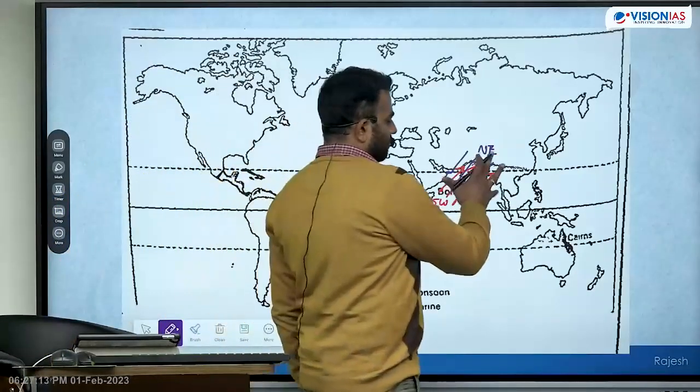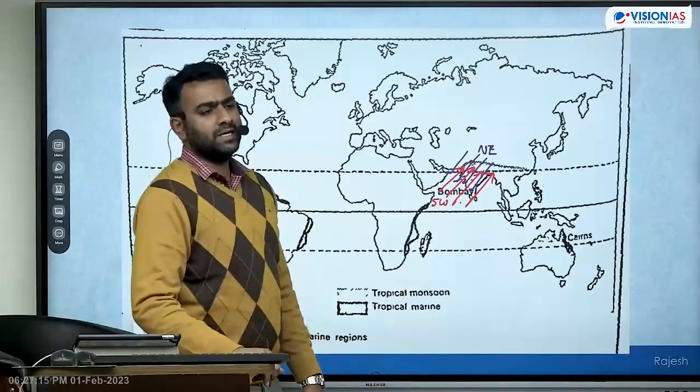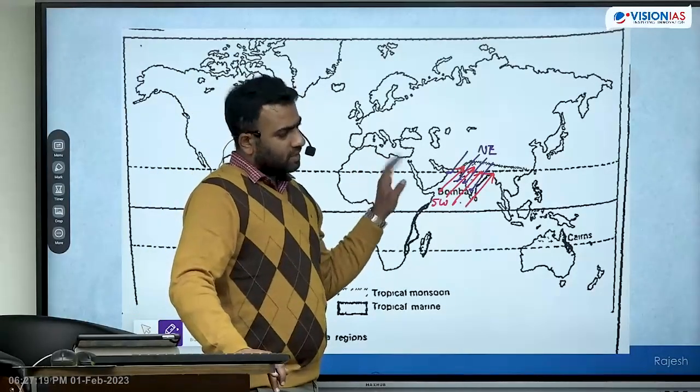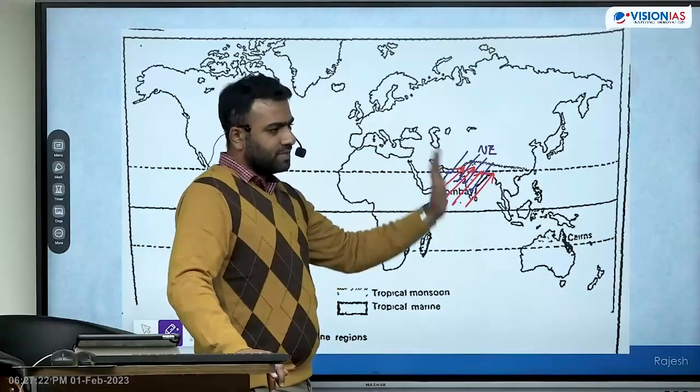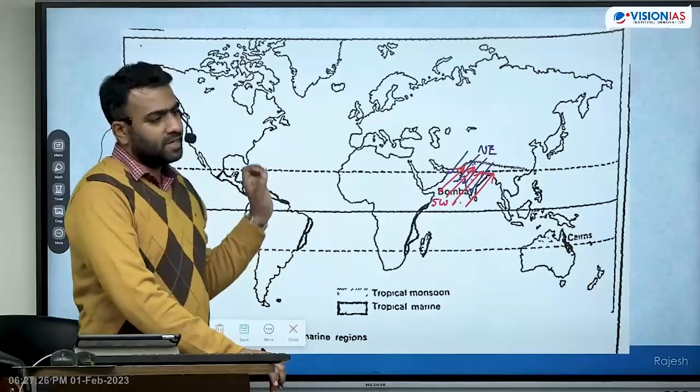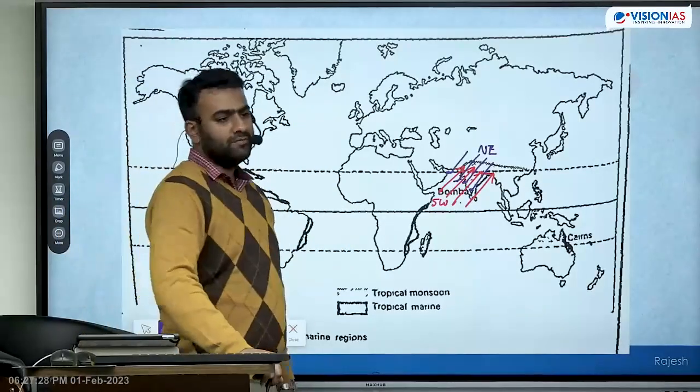The mechanism of monsoon formation in India we'll discuss in detail in Indian physical geography. वहाँ पर detail में बात करेंगे. There are multiple factors involved here, so we need to talk about that in a detailed manner. But anywhere we find monsoon type of climate, they all experience seasonal reversal of winds.